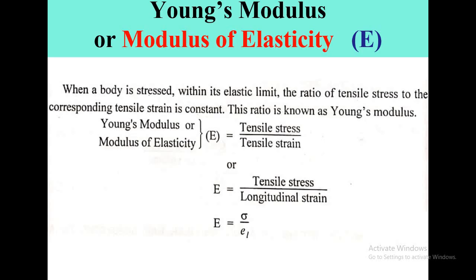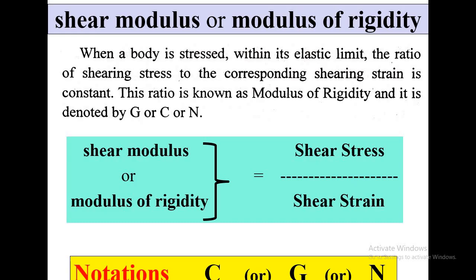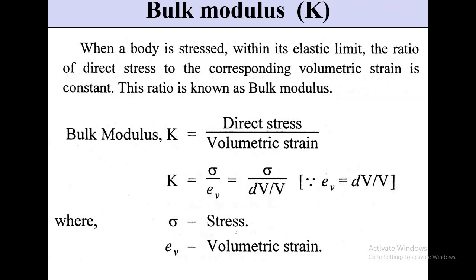We know very well Young's modulus is nothing but stress by strain, and shear modulus or modulus of rigidity is shear stress by shear strain, denoted by C or G or N. And bulk modulus is the ratio of direct stress by volumetric strain.